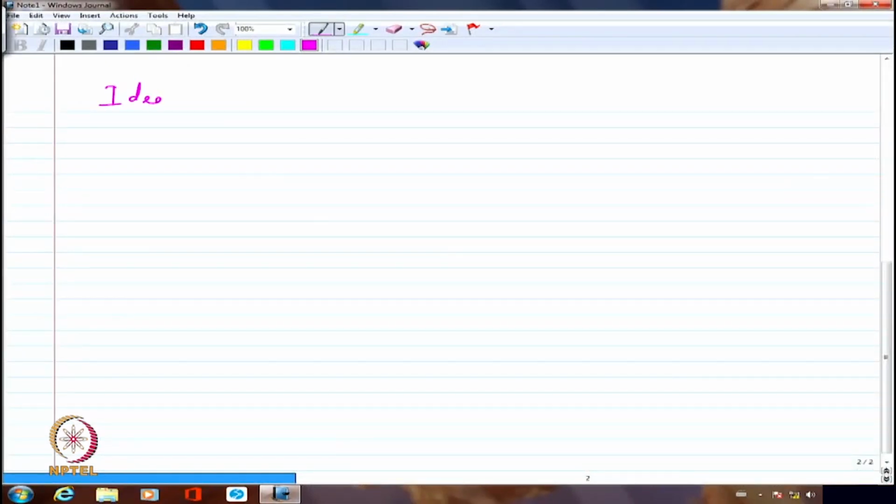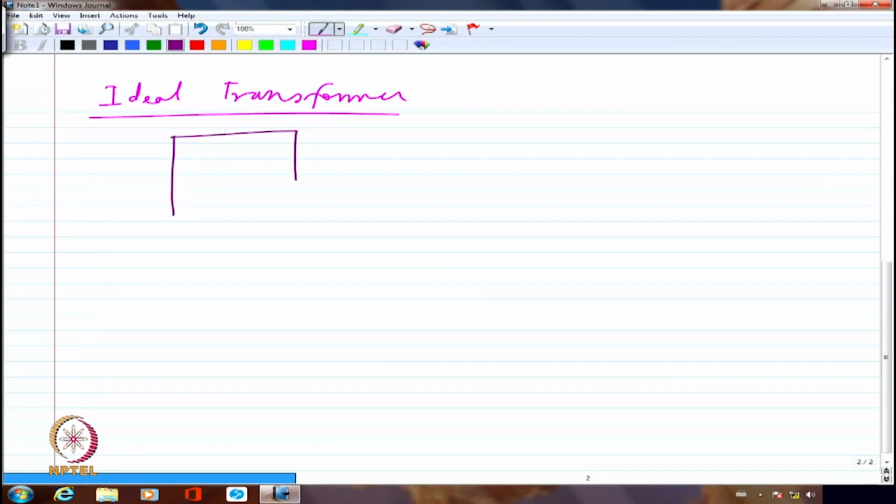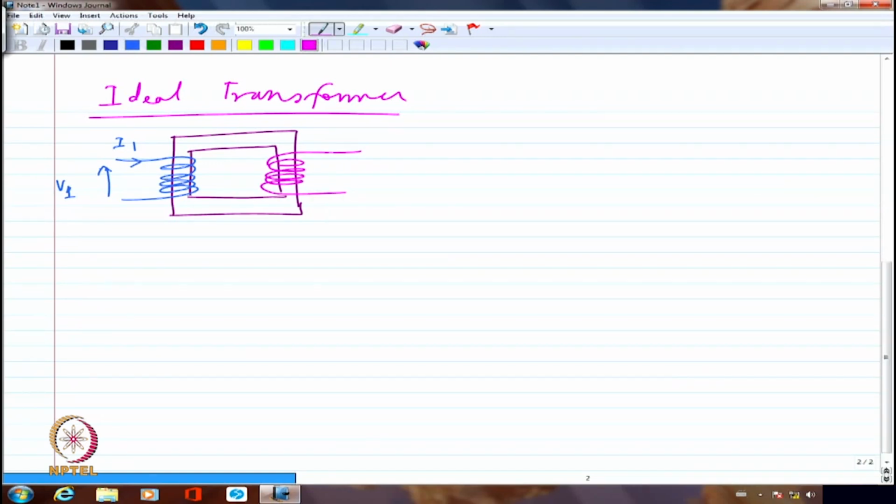So in an ideal transformer, right, I'm going to again specify that by a core, and then I'm going to have one winding here, which is the primary, and I'm going to apply a voltage of V1 here, and I1 is flowing here after the load is connected, of course, and I'm going to have the secondary winding here, and I'm going to have V2 as the terminal voltage. I have still not shown the load.